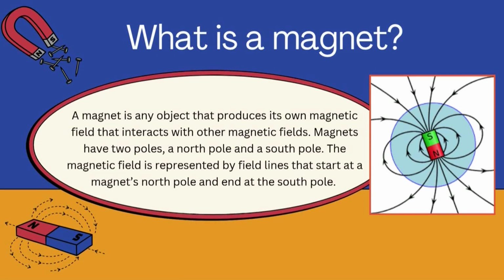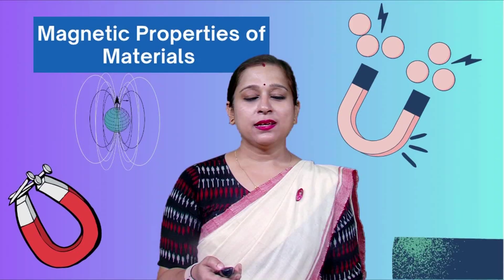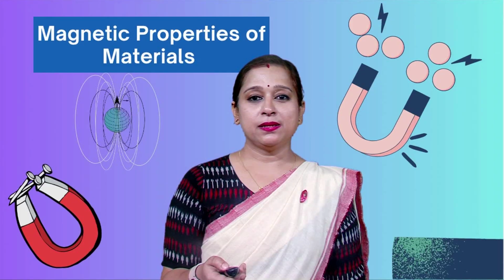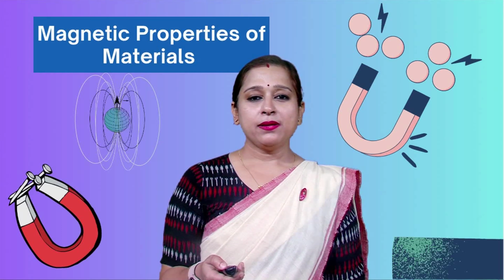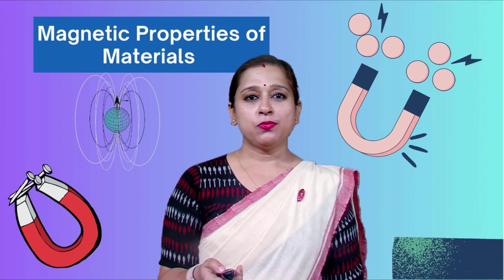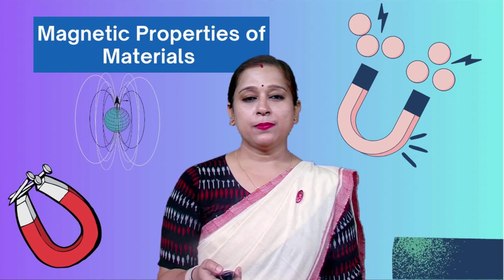What is a magnet? A magnet is any object that produces its own magnetic field that interacts with other magnetic fields. Magnets have two poles, a north pole and a south pole. The magnetic field is represented by field lines that start at a magnet's north pole and end at the south pole. This magnetic field is invisible.